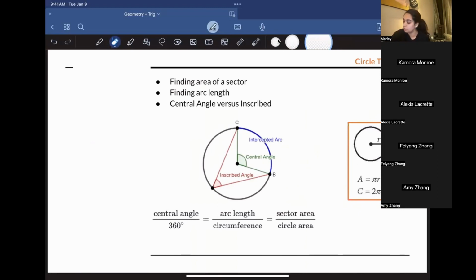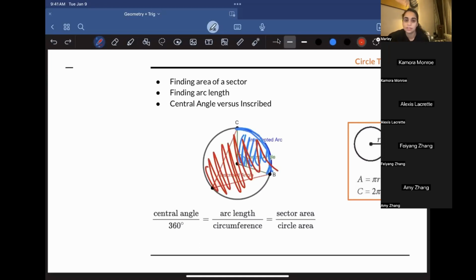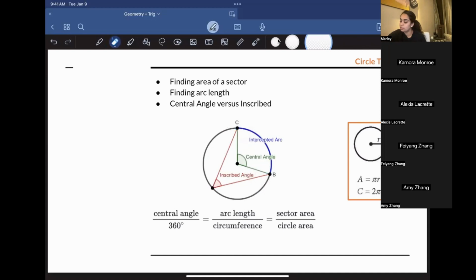So something really important is whatever degree this angle is right here, if you divide it by 360, it can give you the same ratio of the circumference of BC over the whole circle, or it can give you the area. So it can also give you this shaded area as a ratio over the whole circle. Sorry, that was badly illustrated. We're going to show it in practice today. So if you have a question or it's confusing, just please stop me.